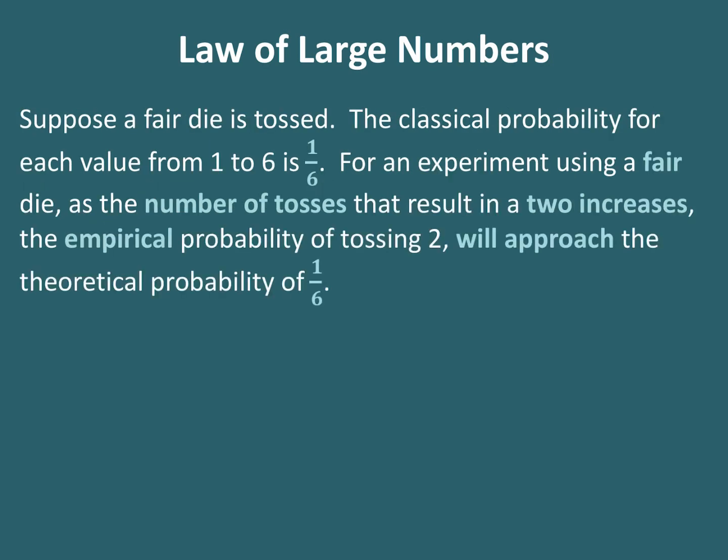Suppose a fair die is tossed. The classical probability for each value from 1 to 6 is 1/6. For an experiment using a fair die, as the number of tosses that result in a 2 increases, the empirical probability of tossing the number 2 will approach the theoretical probability of 1/6. Now, it might take you a long time before you actually roll a 2. In fact, it may even take you well more than 6 rolls to roll an actual 2. But the idea of the law of large numbers is that the more you roll the die, the more likely you'll roll a 2 on a 1 to 6 probability.